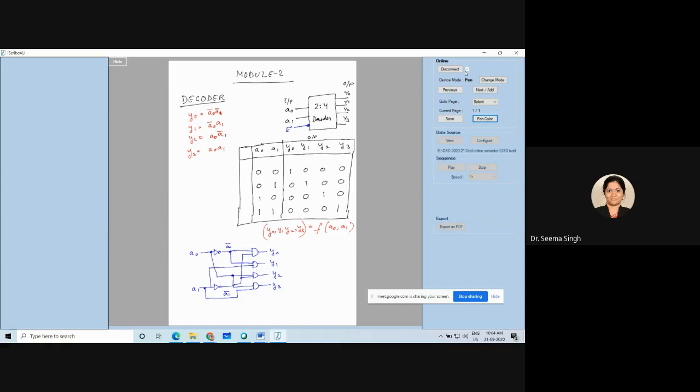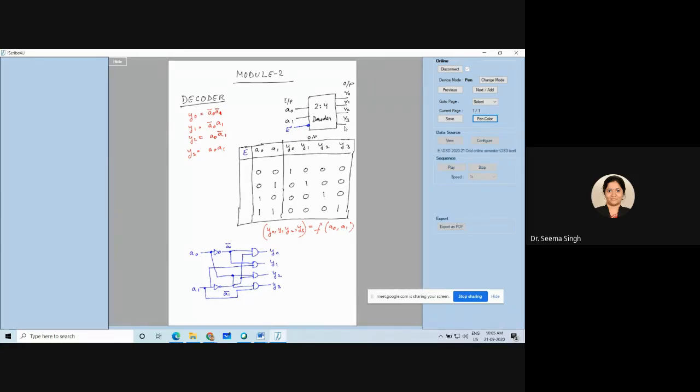So when we have an active low input, what does it mean? If it is 0, it will be in working mode. If it is high, it will not be in working mode. For this present example, A0 and A1 are active high inputs, and Y0 to Y3 are active high outputs. So there is no doubt in A0, A1, Y0, Y1, Y2, Y3. All these are active high only. Only your enable pin is active low. So now I will add this E here.